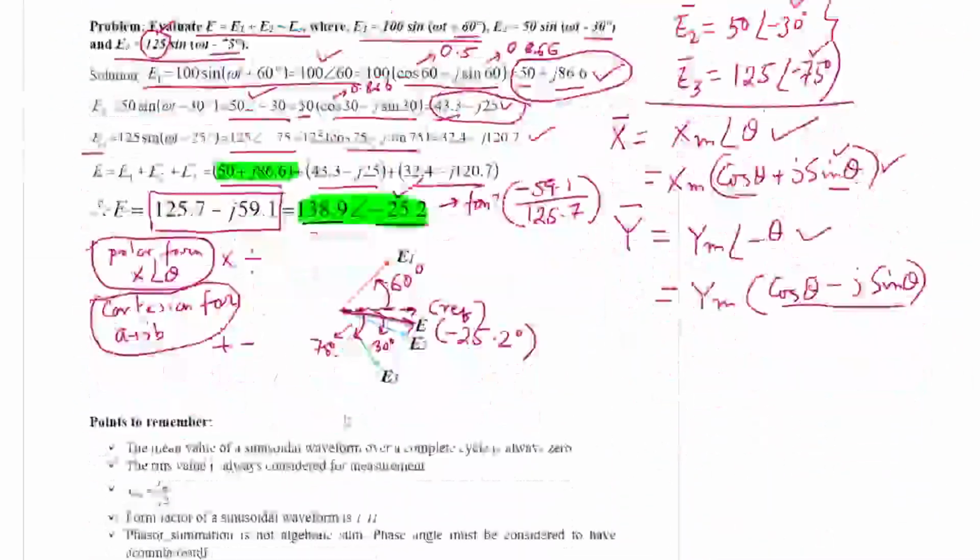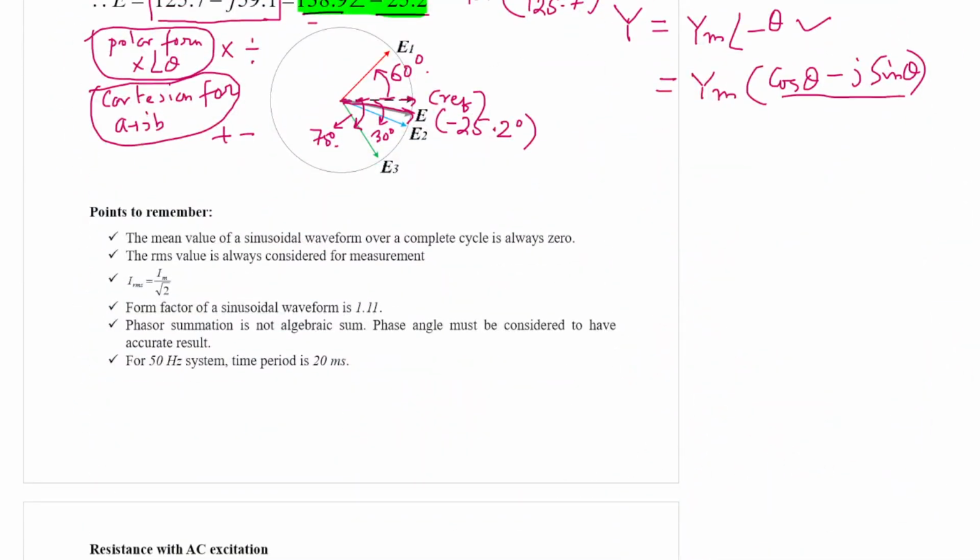So what points need to be remembered in this course or in this module? First, a very important thing: the mean value is always 0 over a complete cycle. The mean value of a sinusoidal quantity or waveform over a complete cycle is always 0. The reason being, the positive half cycle is exactly equal to the negative half cycle. Due to this reason, RMS value is always considered for measurement.